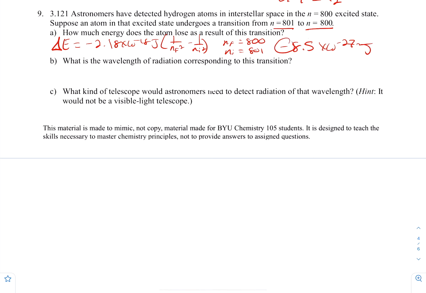Now this negative makes sense because I'm losing energy, right? This is an emission. I'm going down. And so I would lose that much energy. Now, obviously, that's not a lot of energy to lose. So this is the amount of energy I've lost. Now, what is the wavelength of that radiation?